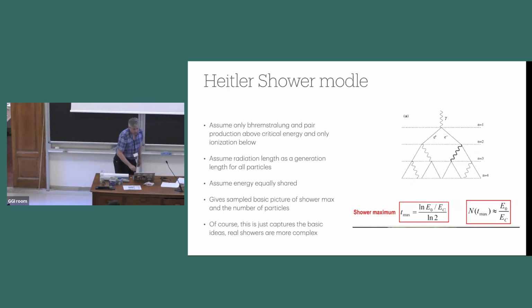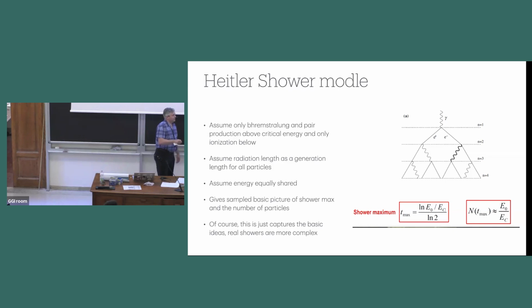If you want to form a simple model of this, there's this famous, very old model in which you assume that the only processes that can occur are radiation or pair production. You ignore everything else. And you also assume that we'll call the radiation length basically how long all of the particles will last, which of course it's not, it's distributed according to the exponential distribution. We'll also assume the energy is always shared equally.